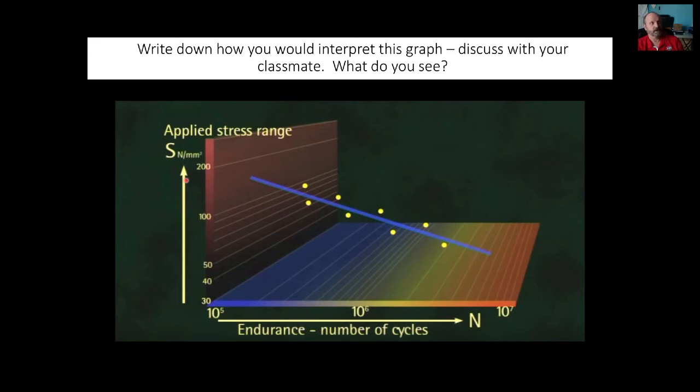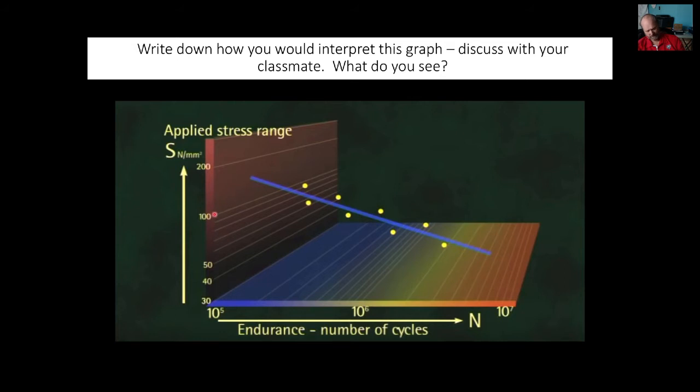So S is applied stress. I'm going to apply a stress of a certain amount, let's say 100 megapascals, and then I'm going to release the stress. Then I'm going to apply it again and release it, and apply it and release it. So if I do 100 megapascals, newtons per, well, this is newtons per millimeter squared. I think that's megapascals.